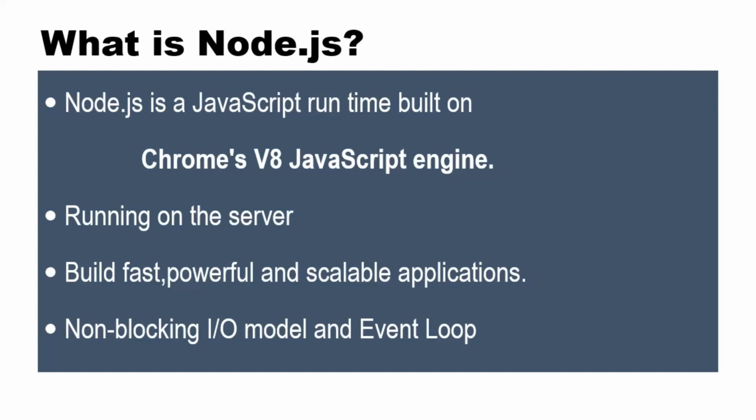Because of this building process of Node.js, it can build fast, powerful and scalable applications. And there are two important features in Node.js. One is non-blocking I/O. I/O is nothing but input-output. The non-blocking input-output model and the event loop. These two features enhance the capability and improve the performance and efficiency of Node.js. Please hold, I will explain these two topics in the upcoming video.